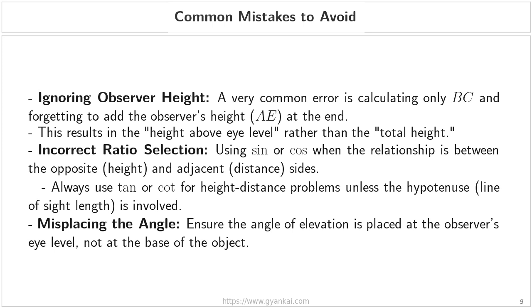Finally, watch out for misplacing the angle. The angle of elevation is not located at the base of the tower or the minar. It is specifically the angle formed at the observer's eye level. When you are sketching your diagram, ensure that your angle is placed at point E, where the horizontal line of sight meets the line of sight to the top. Keep these 3 points in mind, and you will avoid the most common traps in trigonometry.